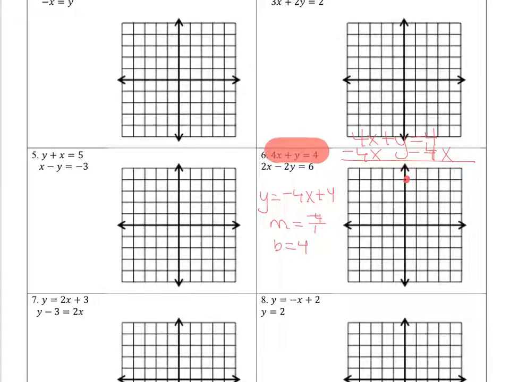Although I'm going in the wrong direction because it's negative. Down 4 over 1. Down 4 over 1. Connect my dots if I can make that look slightly presentable. Okay. So now I'm going to highlight my second equation.